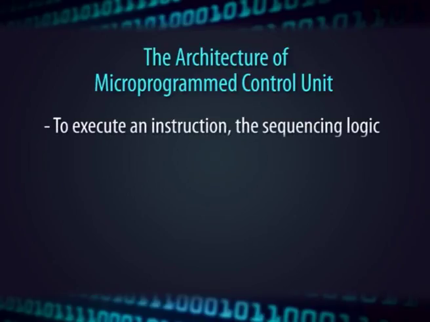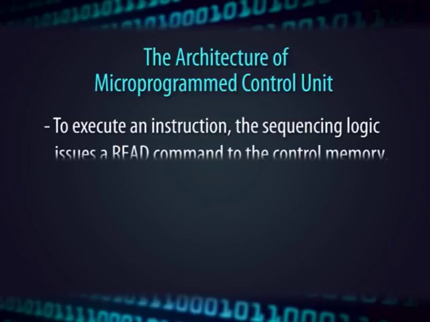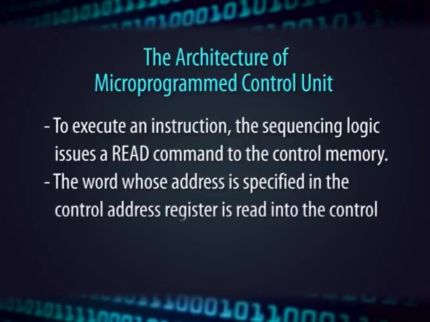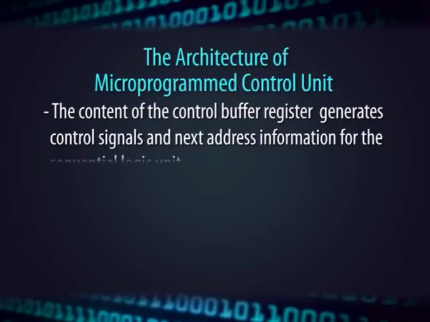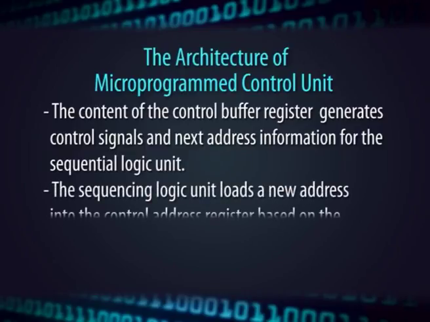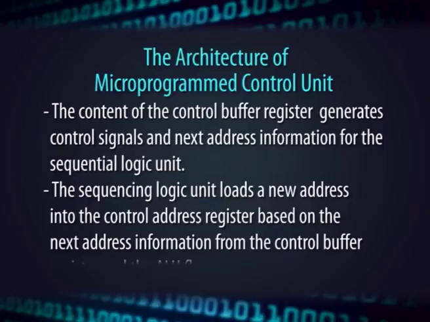instruction, the sequencing logic issues a read command to the control memory. The word whose address is specified in the control address register is read into the control buffer register. The contents of the control buffer register generate control signals and next address information for the sequential logic unit. The sequential logic unit loads a new address into the control address register based on the next address information from the control buffer register and the ALU flags. All the steps are executed in one clock cycle.